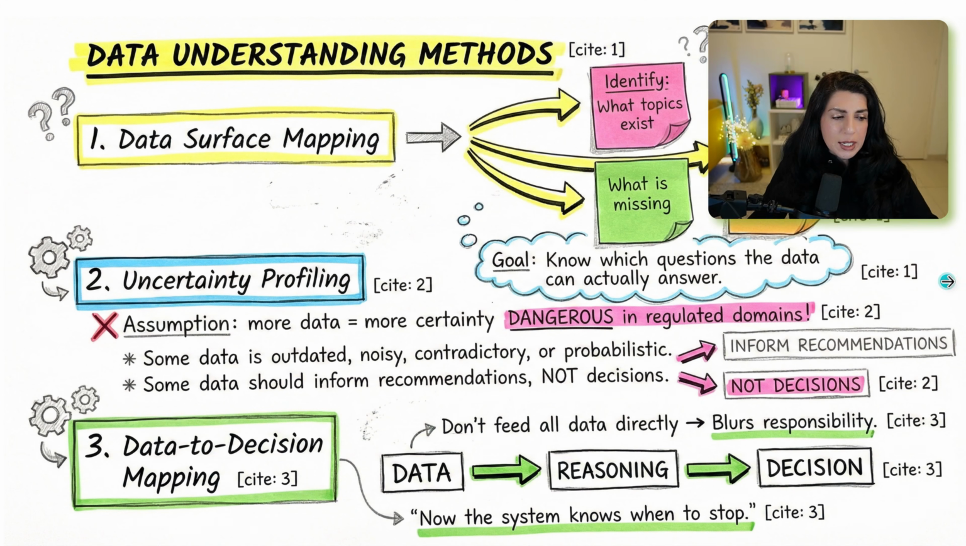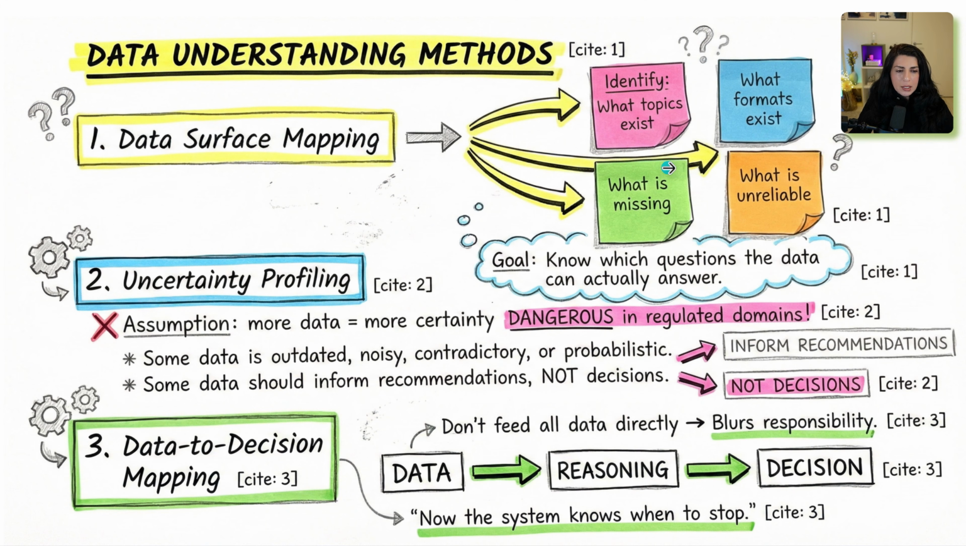How would you do that? We start with data surface mapping. So we identify what topics exist, what formats exist, what is missing, and what is unreliable. The goal of the first one is to know which questions the data can actually answer. The second one is uncertainty profiling. The assumption often is that more data means more certainty.